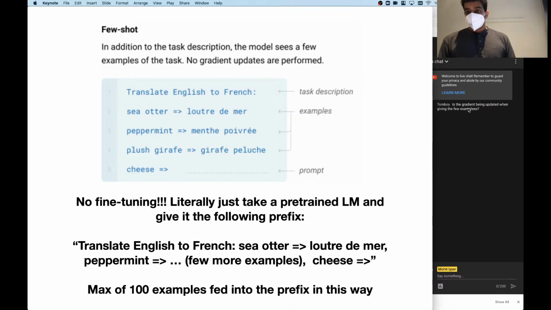So is the gradient being updated when giving the few examples? No. In this case, there are no gradients being computed. All you're doing is putting the instructions, concatenating them with a few examples, putting them into the language model, and then decoding from the language model using one of those decoding algorithms that we talked about, either sampling or beam search or greedy decoding or something like that. There's no training at all in this whole process.